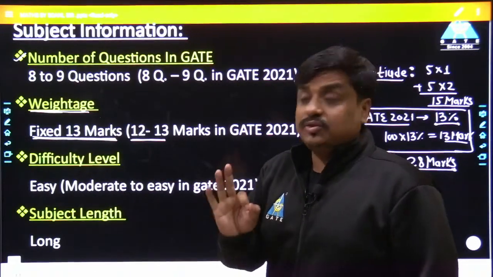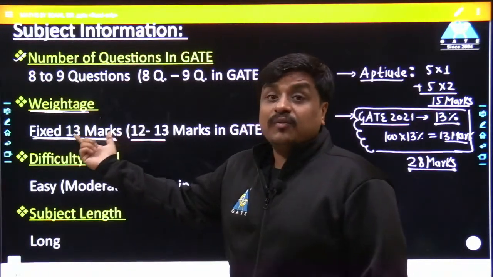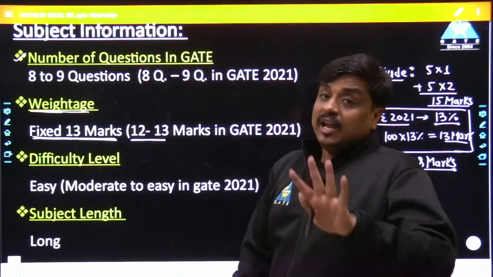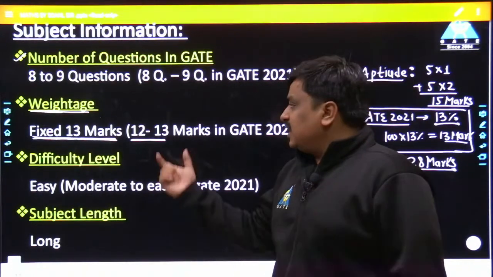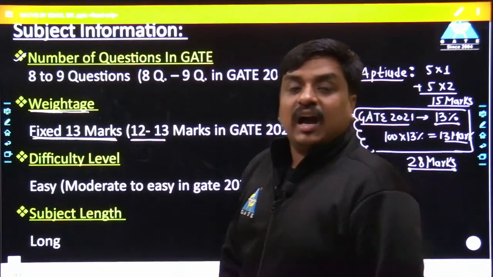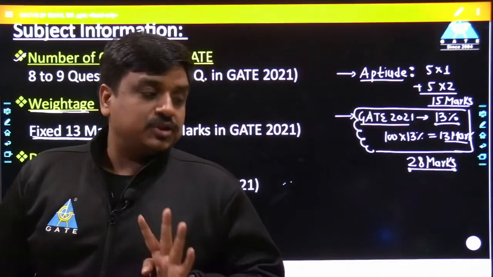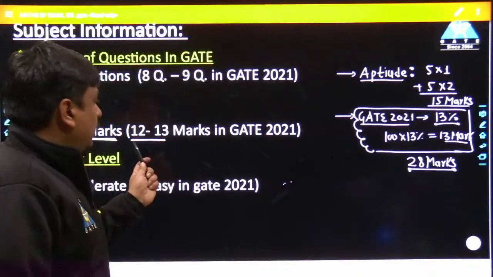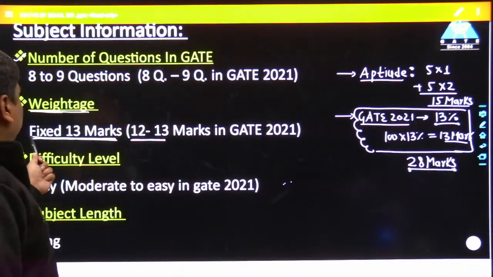But one thing is quite sure: what they have committed, they are following strictly. That means the weightage of engineering mathematics in GATE 2021 has been in the range of 13 marks, and probably they are going to follow this trend in future. Agreed? Why have I exclusively marked it?